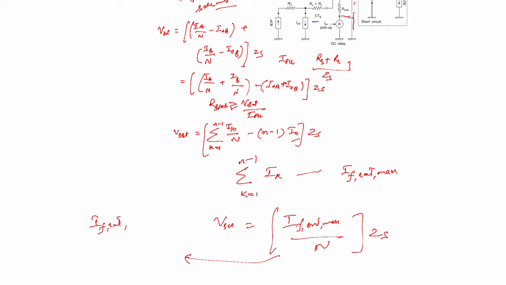IF external maximum is equal to N times V set divided by ZS. So this is the maximum external fault current up to which the differential relaying scheme remains stable. So we have calculated that. Now we have to calculate the minimum internal fault that can be detected by a high impedance busbar differential scheme.